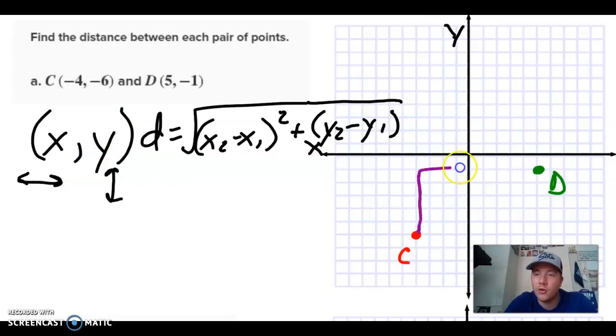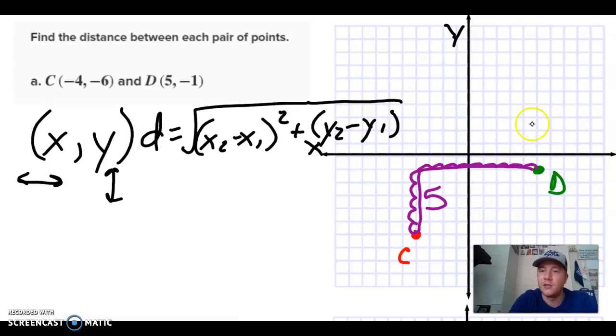So you can make a right triangle out of here. Okay, so you can make a right triangle. So we're going 1, 2, 3, 4, 5. That is 5 units. And then 1, 2, 3, 4, 5, 6, 7, 8, 9. That length is 9 units. Okay, and those are going to be your two sides. So then you're going to be able to plug those right in somewhere down that distance formula. I'll show you here in a second.